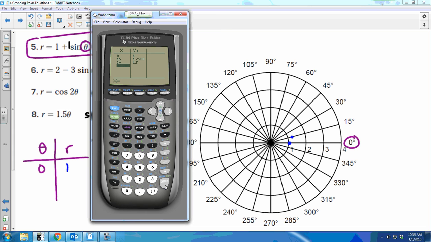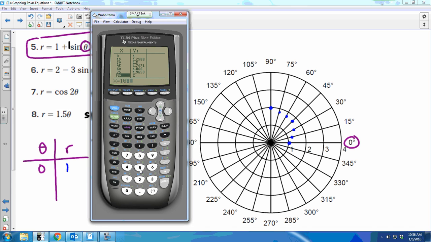We're typing 30. I'm going to get 1.5. You type in 45. You get 1.7. We know this is a cardioid, and we know it's sine, so we know that there's supposed to be some sort of dimple situation on the bottom or the top, right? If you look at your reference sheet. So that kind of gives you a clue what it's supposed to look like. So we keep going with 60. Get 1.8. And then 75. It's a lot less tedious than having to actually type it all into your calculator every single time. And then 90. And we get 2.